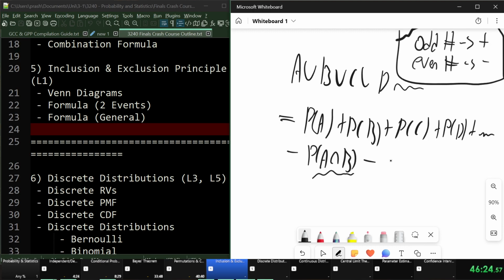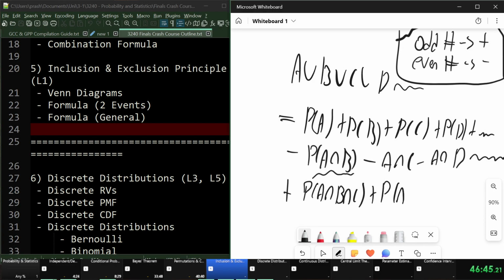So similarly, we do A intersect C, A intersect D, for every single intersection of two events. Now, we move on to the next one, where we have 3 events in our brackets. And 3 is an odd number, so we put plus. Probability of A intersect B intersect C, A intersect B intersect D, so on and so forth.